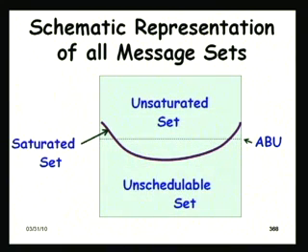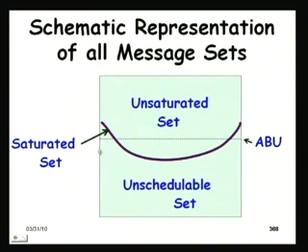Now, if we consider all possible scenarios that we might be asked to experiment with, all possible sets of messages in a network, we will see that there is the unsaturated set. For all these scenarios, each point here is a scenario. For all these message sets, the messages not only meet their deadline, but also any change in them does not cause any message to miss its deadline, they remain schedulable.